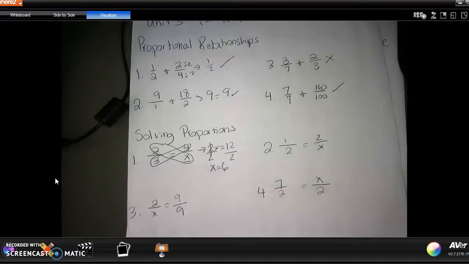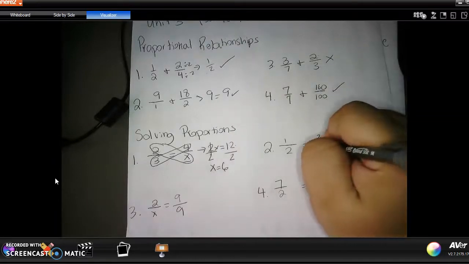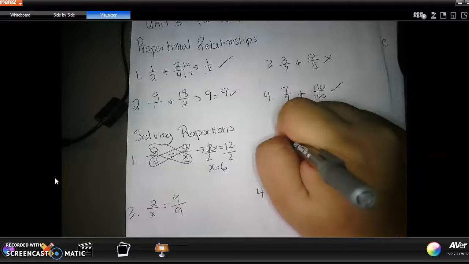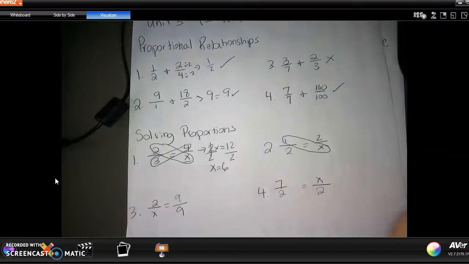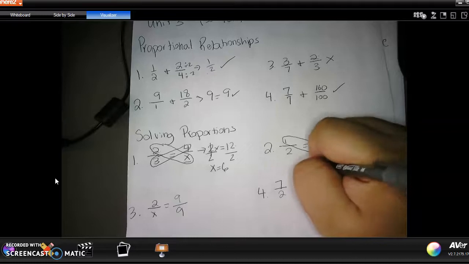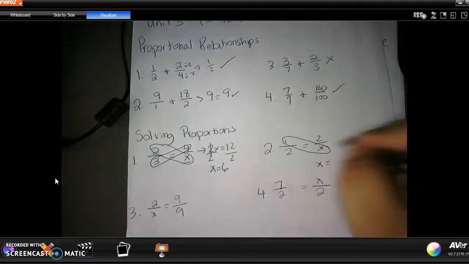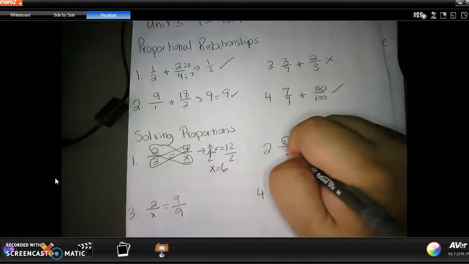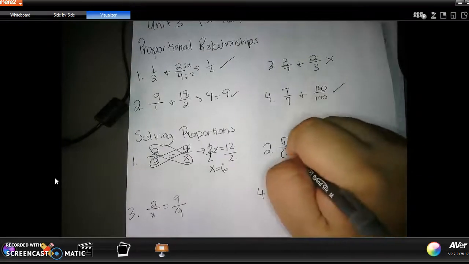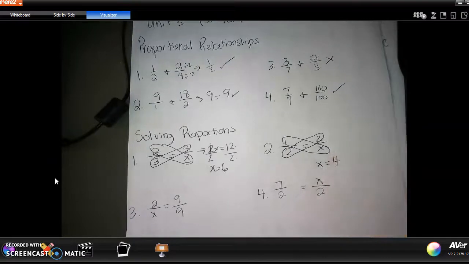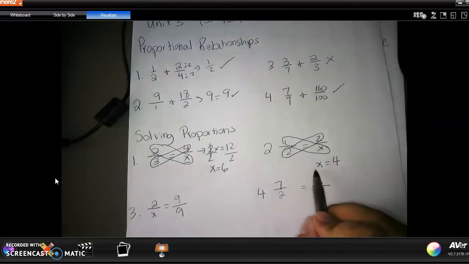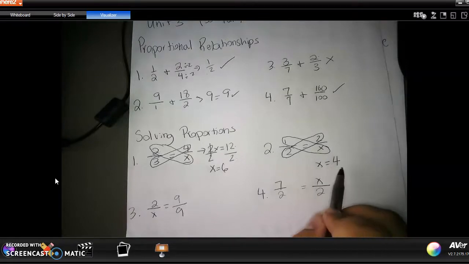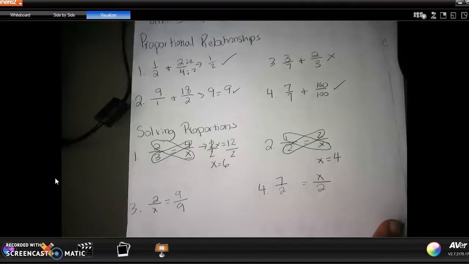Okay, butterfly method. So let's try another one. Number 2, we have x and 1, so I'm going to go ahead and circle. Well, 1 times x is just x, right? 1x, or you can just put x. Putting x is fine. And then 2 times 2. Well, 2 times 2 is 4. So we just get x equals 4. If you look, there's no number in front of x, so we don't have to divide anything. Okay? So we just go with our answer of x equals 4.